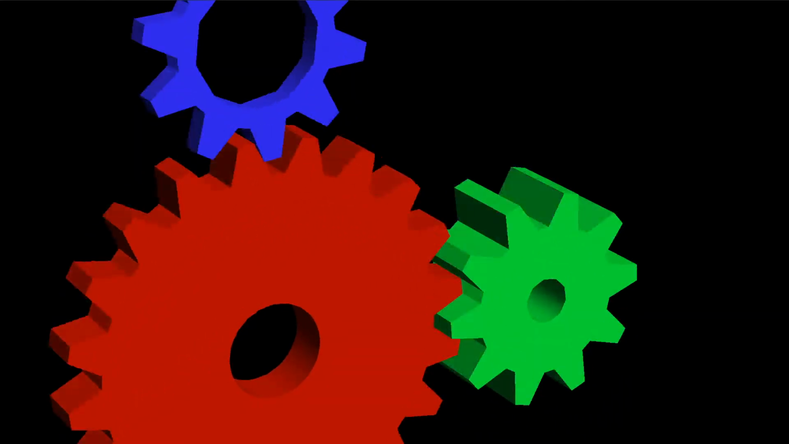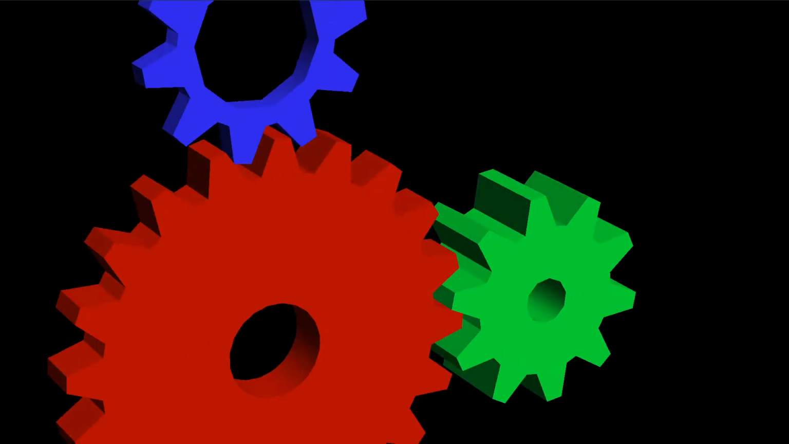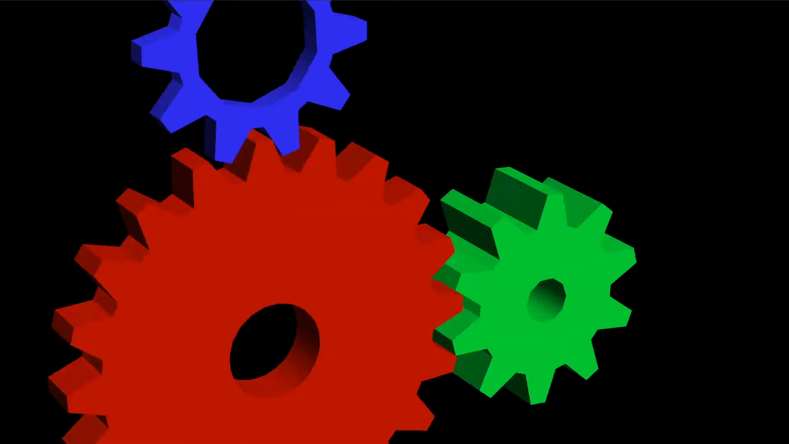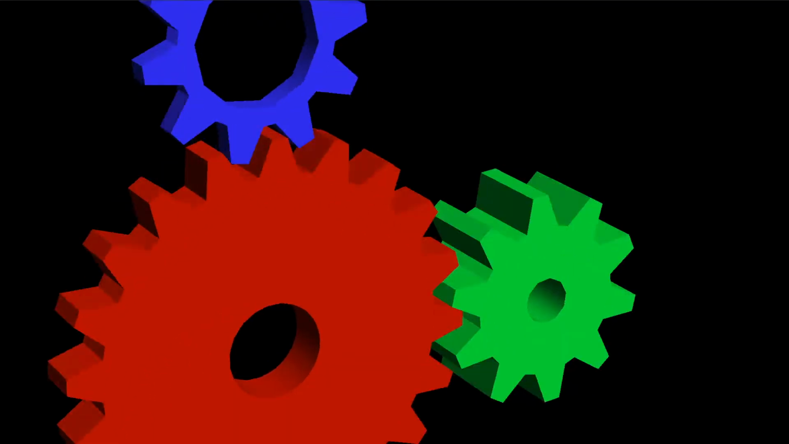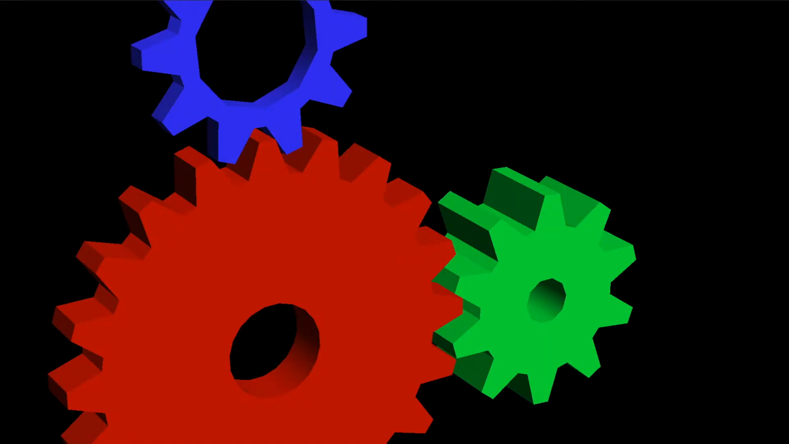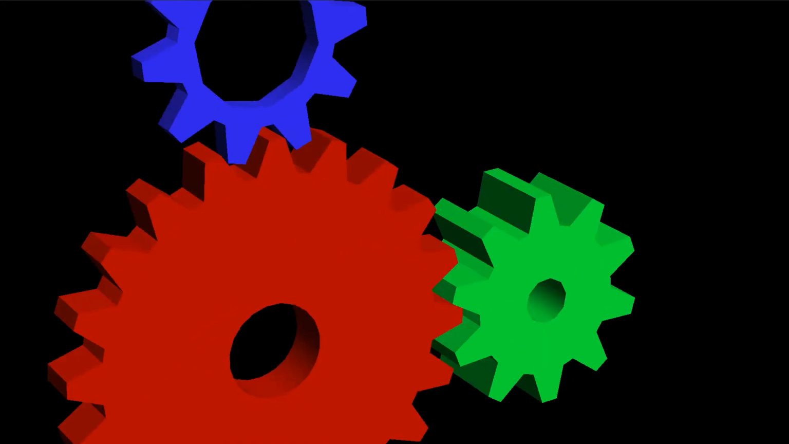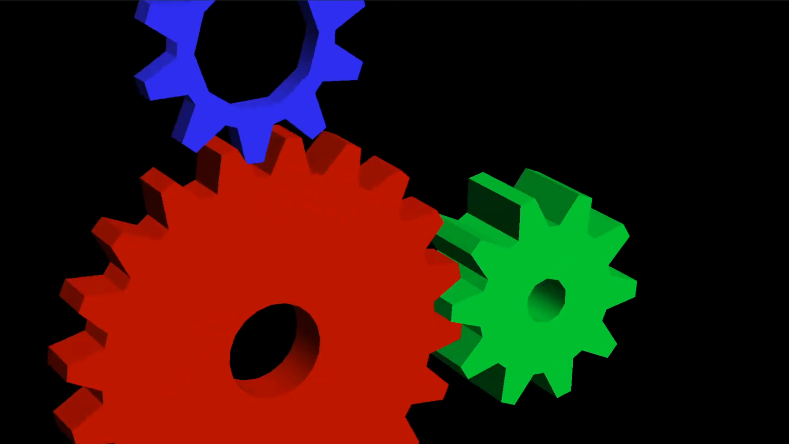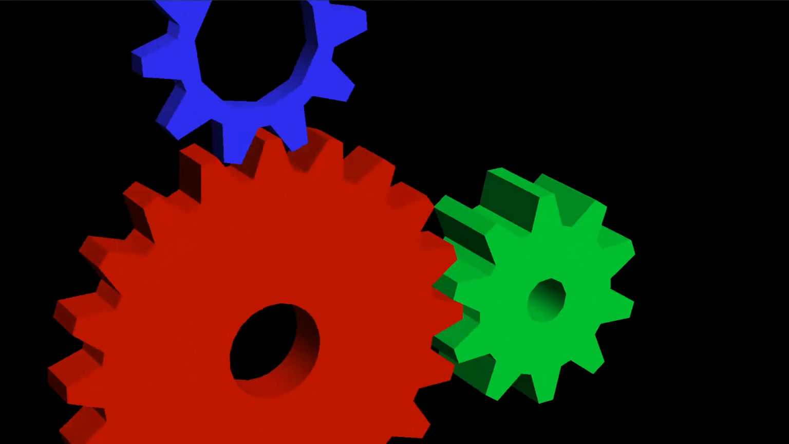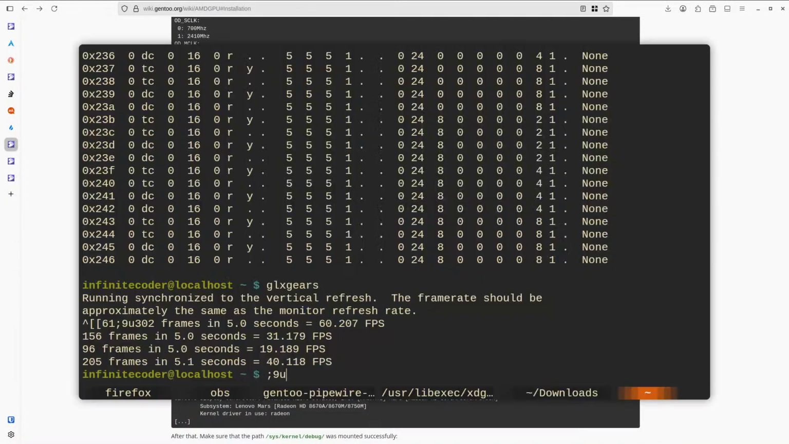I don't know if we can interact with anything in here. Wait, I stopped it. What do you press to stop it? Oh, the space bar. Or not? You press A to stop gears. Oh well. Okay, so it does run. 30 frames, 19 frames, 20 frames, 40 frames. This is horrible.